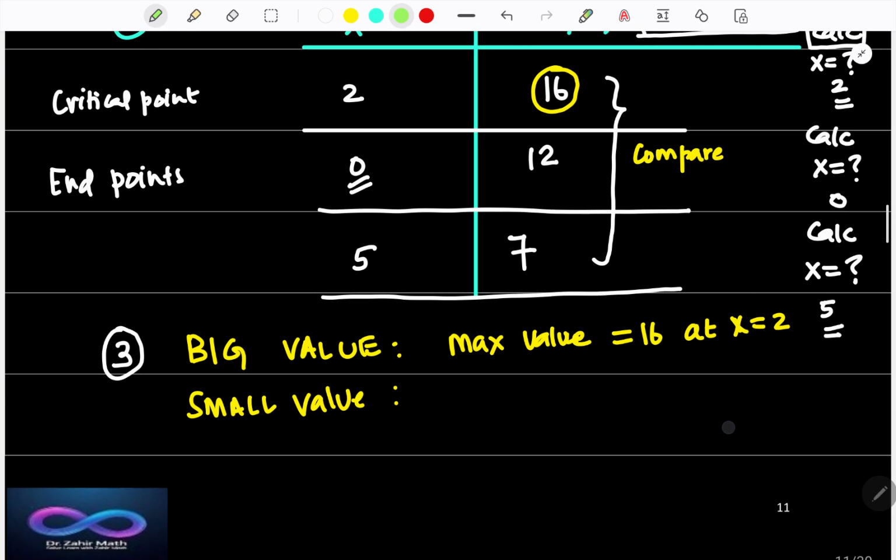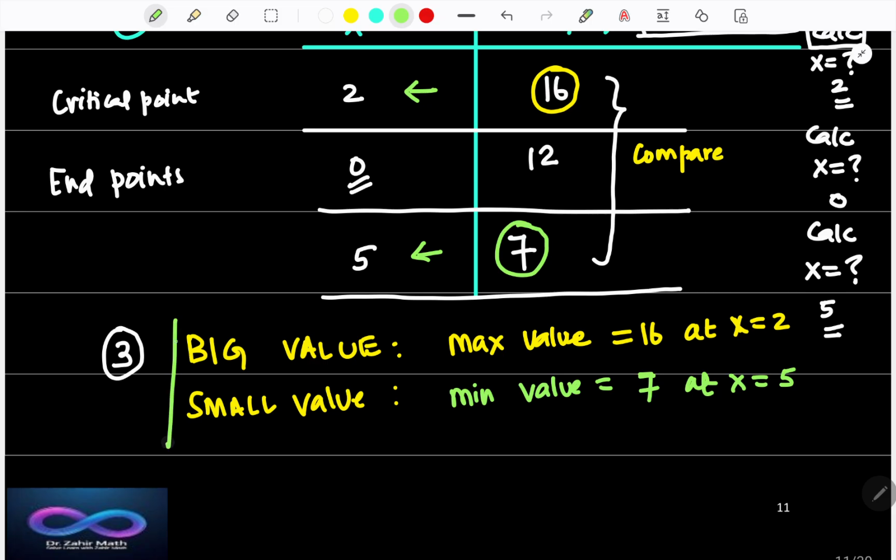What's the minimum value? The lowest value, or you can say the smallest one. The smallest one is 7, right? Yes. So the minimum value is 7 at x is equal to what? 5. Clear all of you?